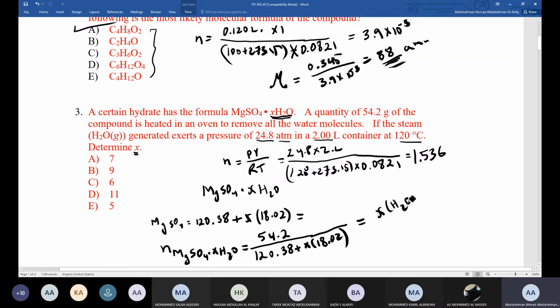Why? Because in the equation, MgSO4.XH2O gives MgSO4 plus X H2O. So if I have this number of moles, which I calculated here, this is equal to X moles of H2O. And this one, we calculated to be 1.536. So what is the value of X from this equation? Calculate the number of X.